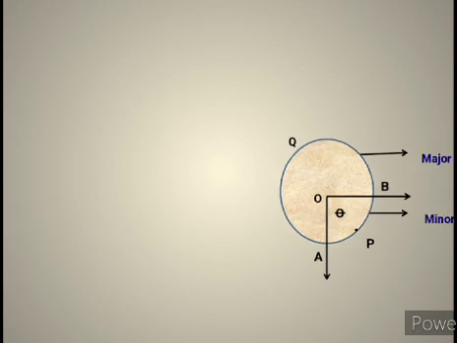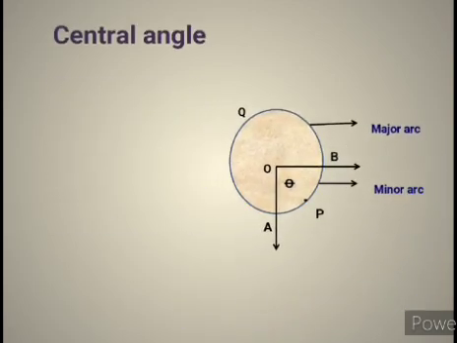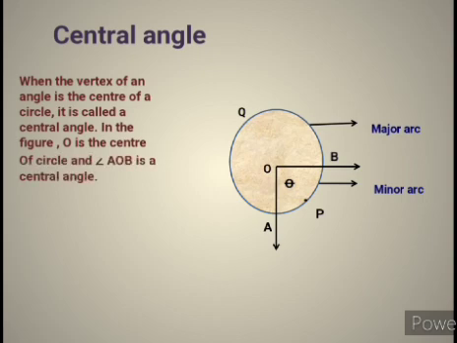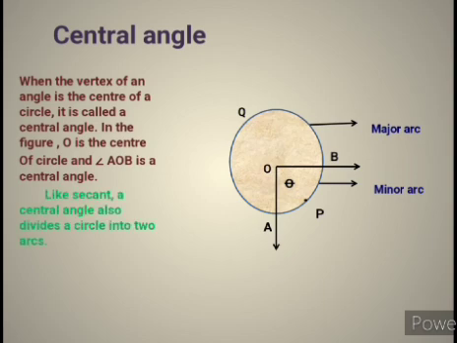Then we have to see central angle. Central angle we have studied in 8th standard also. Here is the revision. When the vertex of an angle is the center of a circle, it is called a central angle. In the figure, O is the center of the circle and angle AOB is a central angle. Like a secant, a central angle also divides a circle into two parts, that means major arc and minor arc.